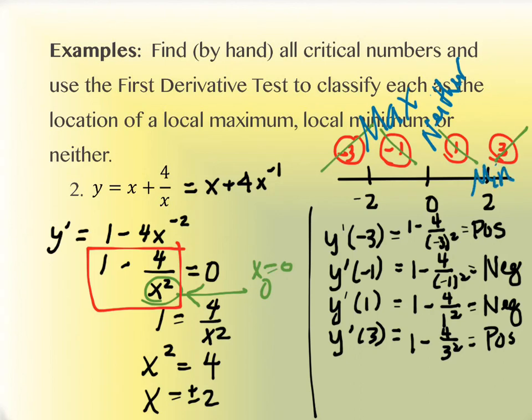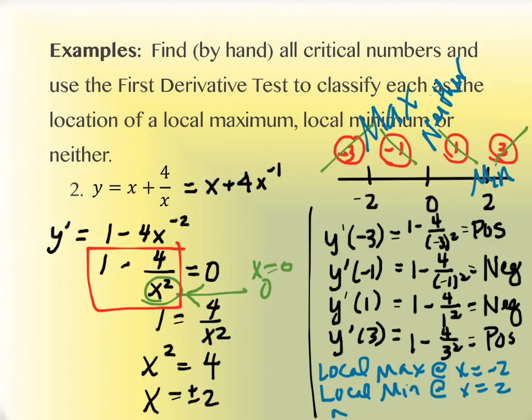So I have 3 critical points that I have to classify. I've got a local max at x equals negative 2. I have a local min at x equals positive 2. And I have neither at x equals 0. Why do I have neither at x equals 0?